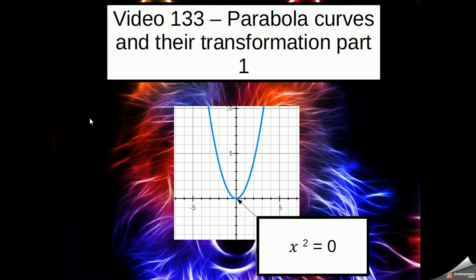Notice, because nothing was added on to the x squared, it touches the y-axis at 0, because 0 squared is 0. So because the function was x squared and not x squared plus 1 or so on, it touches the axis at 0.